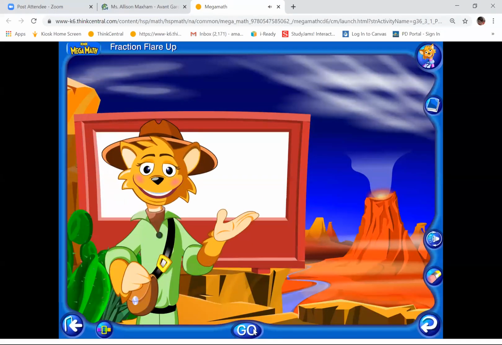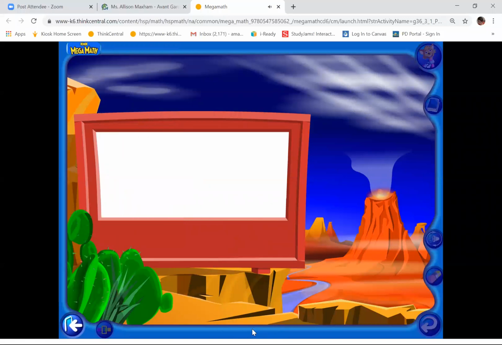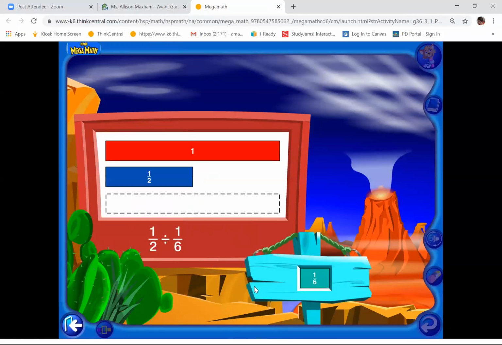Hi, I'm Penny. Hi, Penny. In these questions, you will use the fraction bars to show division. Use the fraction bars to show how many 1/6 bars are in 1/2 bar.